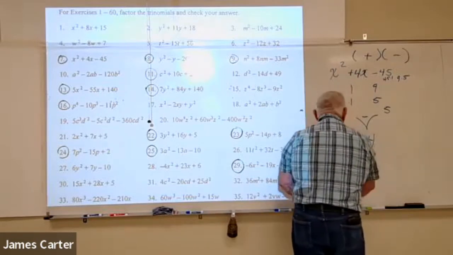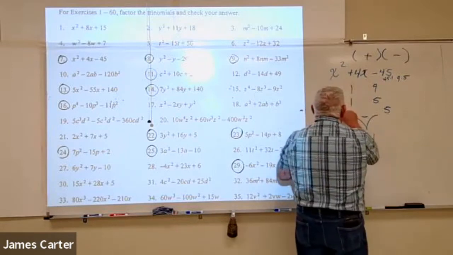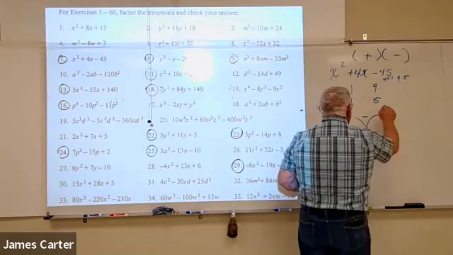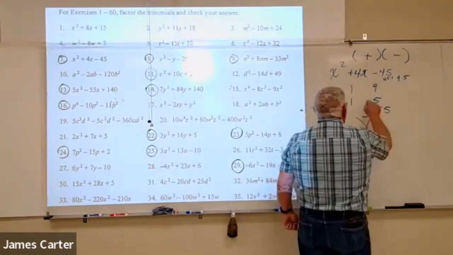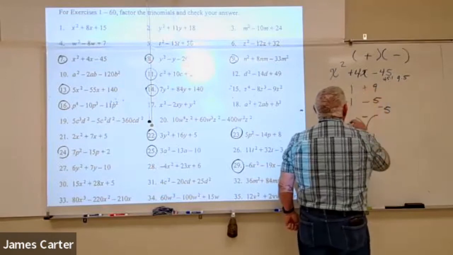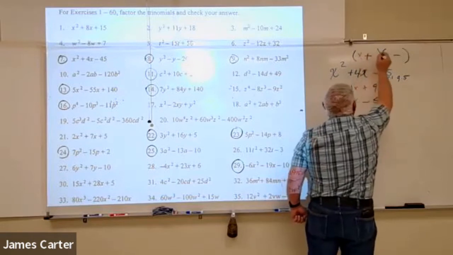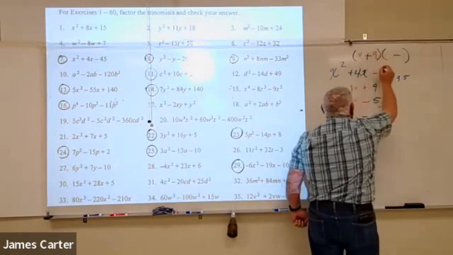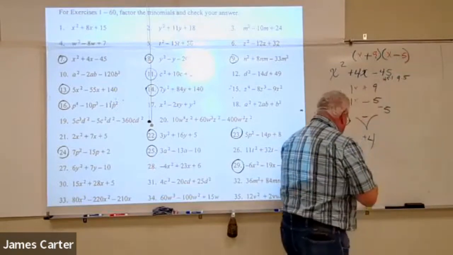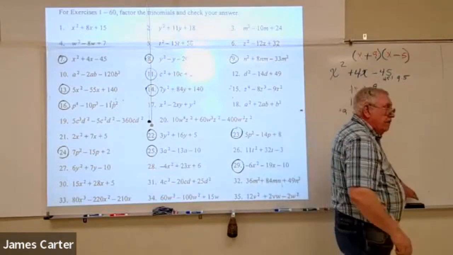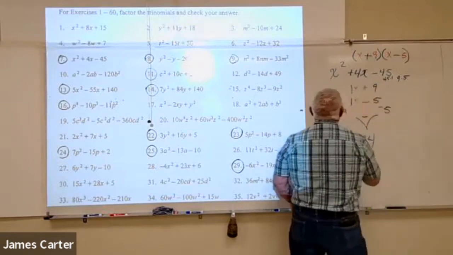Now, for the rule of signs, this 4 has to be positive. So the 9 has to be positive there. This has to be negative because this is the biggest. So here this sign goes there, and there that sign goes there. Put in the variables, and we got x plus 9 and x minus 5. It really takes the work out of these, especially if there's ones in the first digit. Okay?